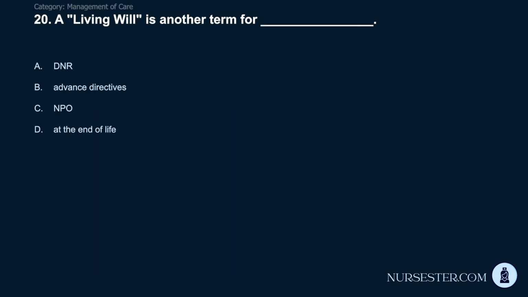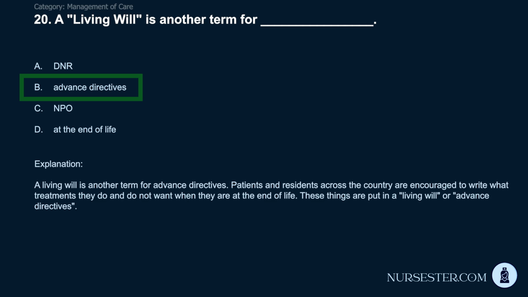20. Living will is another term for A. DNR. B. Advanced directives. C. NPO. D. At the end of life. Correct answer, B. Advanced directives. A living will is another term for advanced directives. Patients and residents across the country are encouraged to write what treatments they do and do not want when they are at the end of life. These things are put in a living will or advanced directives.